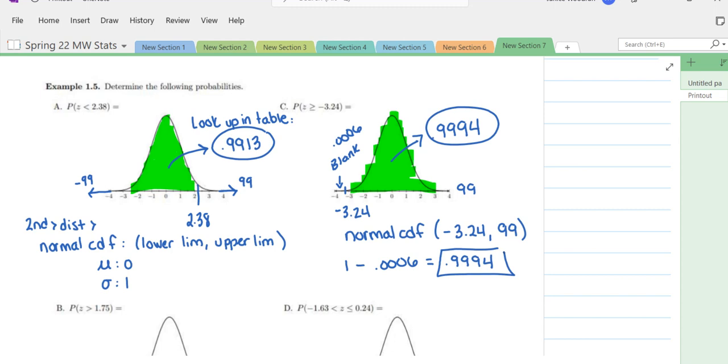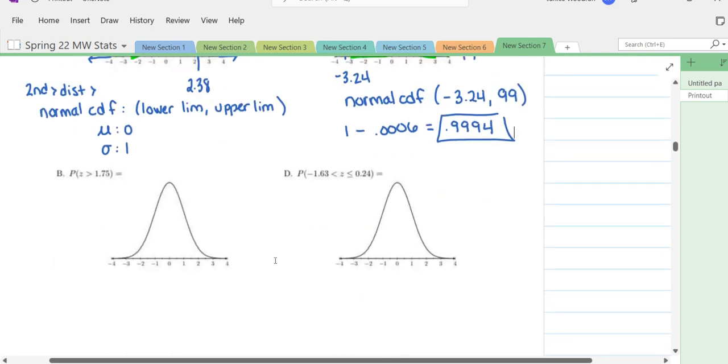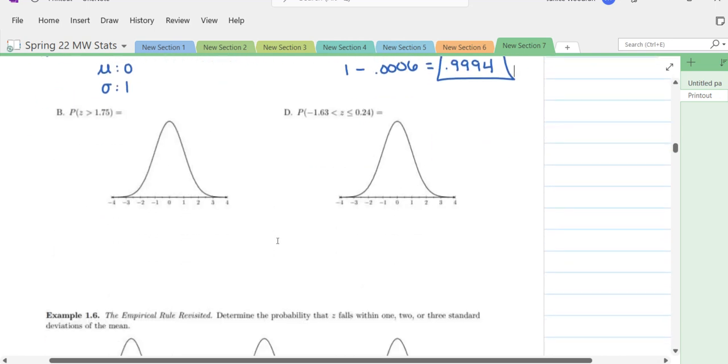Yes. It is asking you for the probability, so it's asking the area to the right, because the probability the Z is greater than negative 3.24. So then if I look at B, this is the probability that Z is greater than 1.75. So it's going to the right. 1.75 is about right there. So this is the area I'm looking for here, shaded in blue.